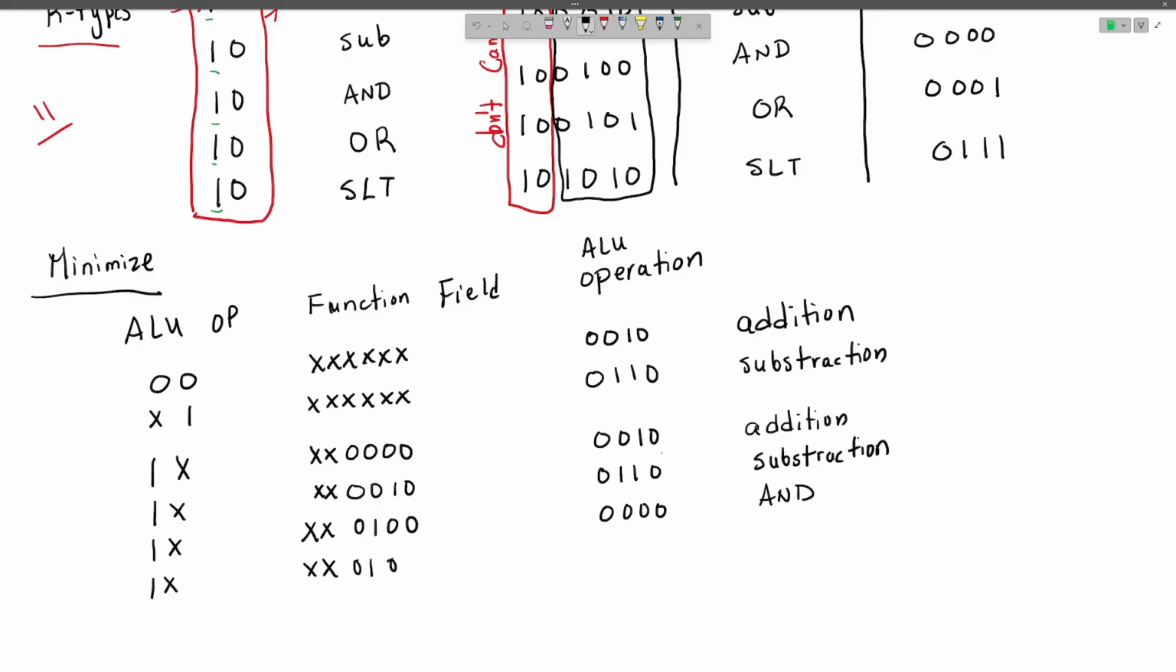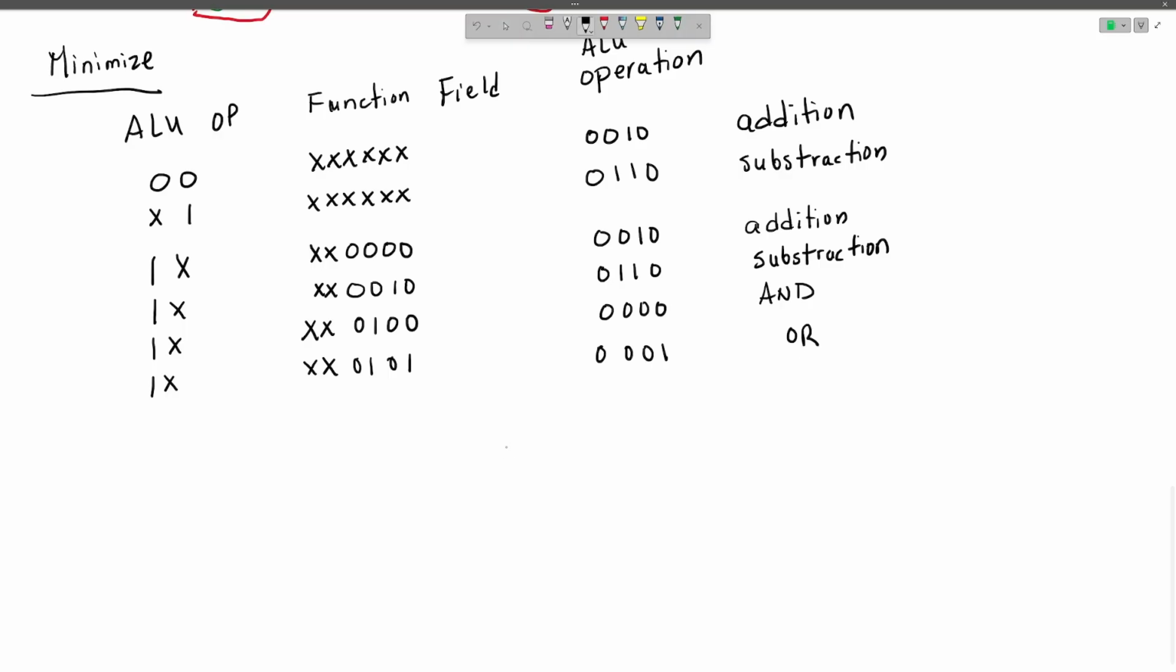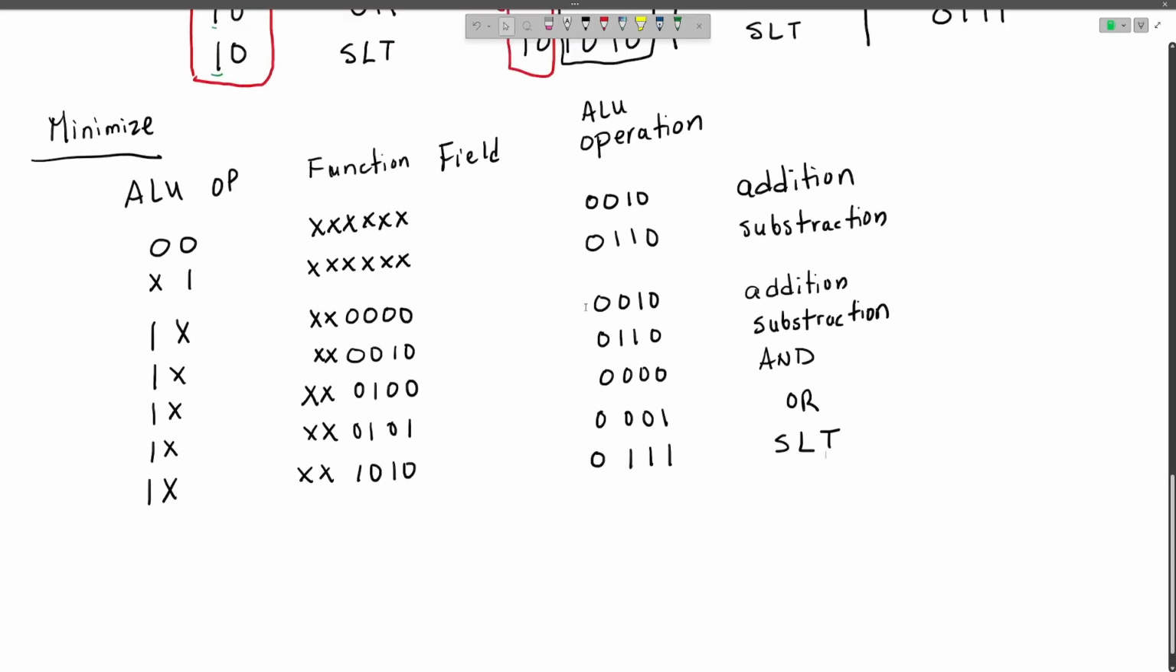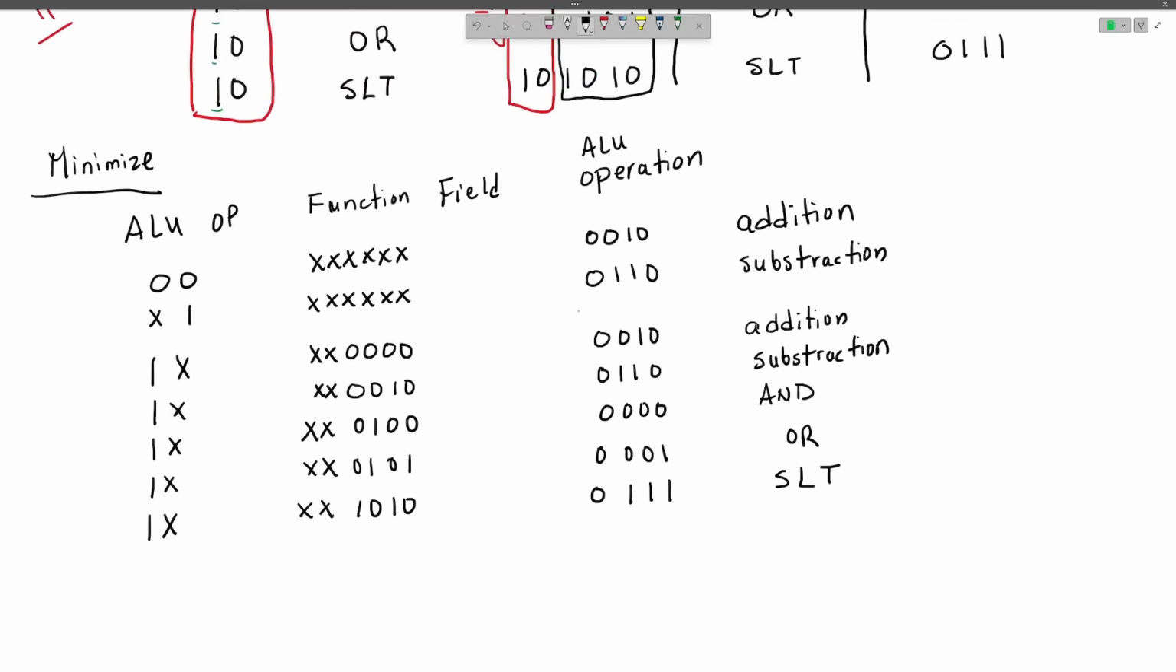0, 1, 0, 1. And it's going to be 0, 0, 0, 1. And that's going to be an OR operation. And then our final operation is going to be our 1x, x, x, 10, 10. And that's going to be 0, 1, 1, 1. And that's our SLT operation. And this is our table, our minimized table.